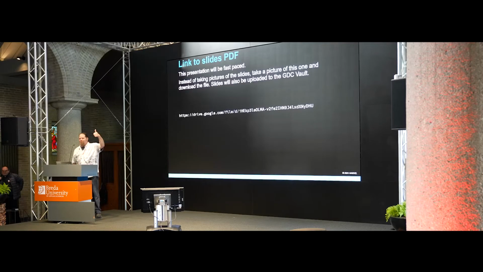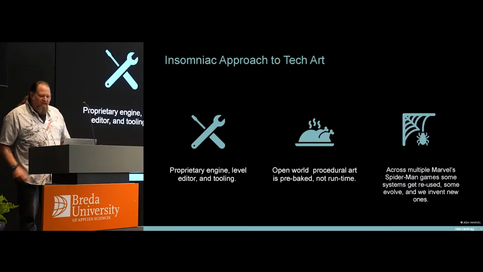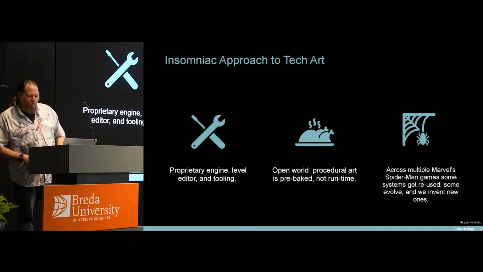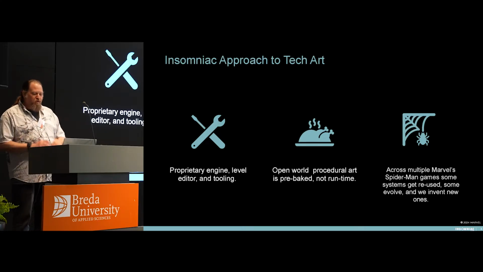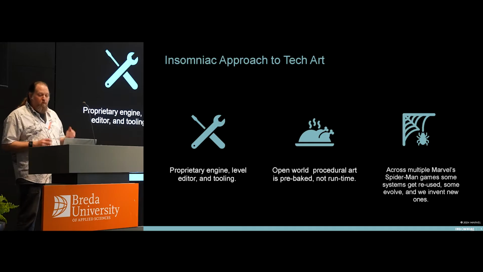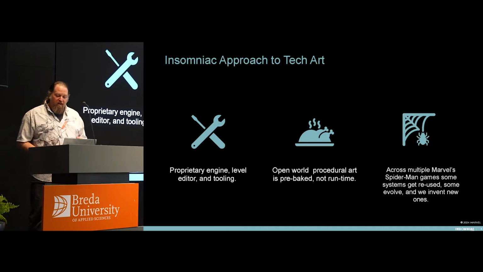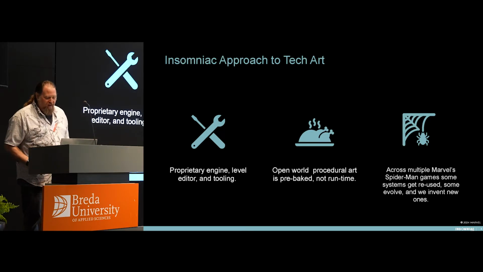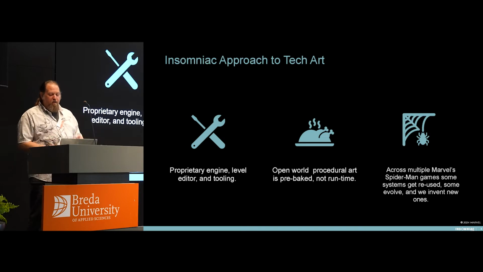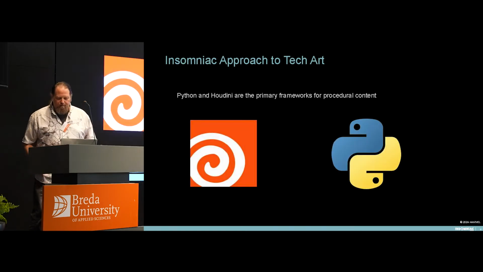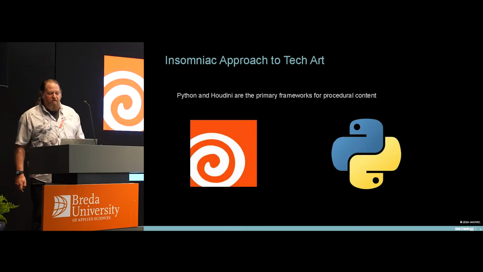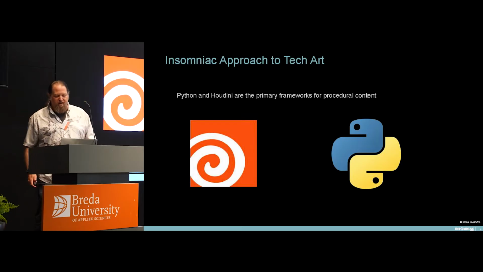At Insomniac Games, the technical art department works within core engineering to provide procedural solutions for authoring open world games. We use a proprietary game engine and create custom-made solutions. Most of the data is pre-baked, not generated at runtime, and across multiple Spider-Man games, some systems see reuse, some evolve, and we invent new ones along the way. Python and Houdini provide the framework for much of the procedural content.